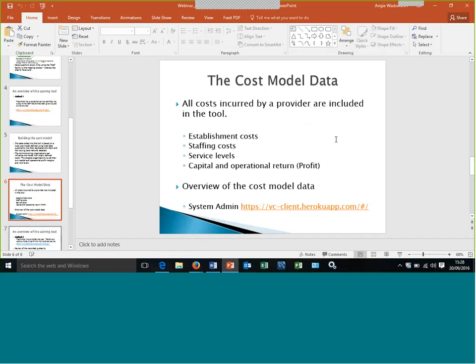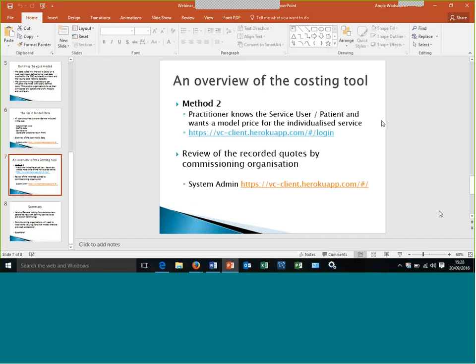So I'm now going to take us into the second method of using the system. And this is whereby the practitioner has a client or a patient and wants to start to build the service up. So they're building what the level of service is required for that person. And then the system will give them a cost or a price that they should be expecting to pay, so that when they go out looking for a service, they have that price in mind and are ready to have the discussions with the provider about what those costs should look like.